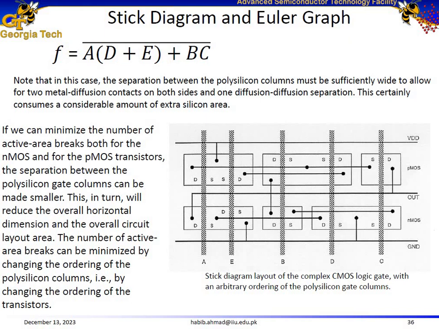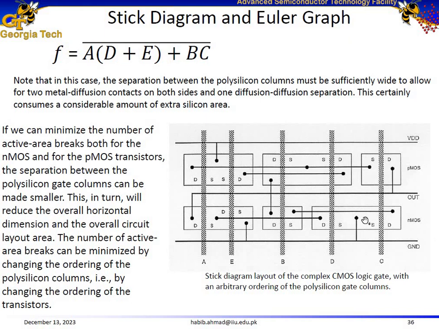So let us try to form the circuit diagram from this stick diagram, and then from the circuit diagram find the Euler paths, and from the Euler paths draw the stick diagram once again so that our P plus diffusion strip is connected, and we also find an N plus connected diffusion strip.